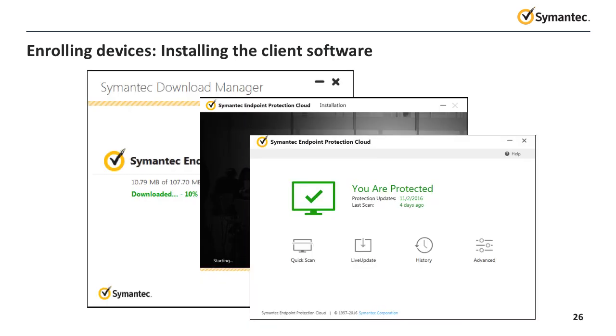After the initial client stub is downloaded, it begins the process of installing the full SEP Cloud client. The install process involves downloading additional components from Symantec, totaling about 100 megabytes in size, as shown in the slide. After download and install, the client is operational. The first thing the client will do is contact Symantec for essential updates.